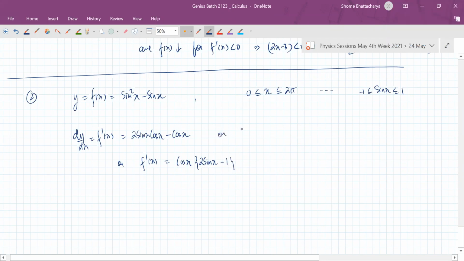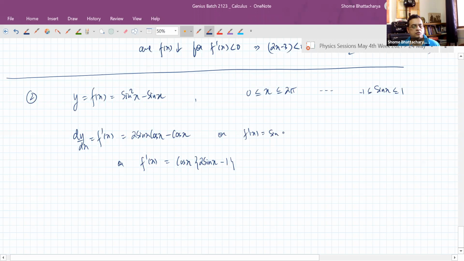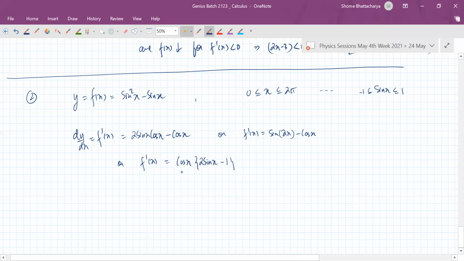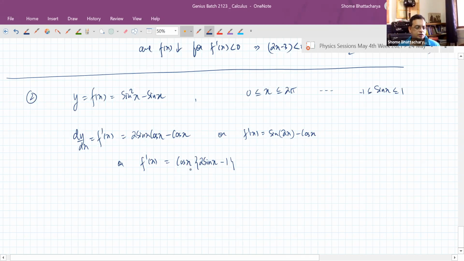Because you can also write this as f prime x is sine 2x minus cos x. But now when I solve the inequality, that when it is greater than 0, when it is less than 0, I'll have to compare that when sine 2x is greater than cos x and when sine 2x is less than cos x. So that will become a little problematic, isn't it, in comparison to this? Okay, sir. Here you can see it's a product of two things. So it's easy to analyze when cos x is negative, when cos x is positive, when this bracket is negative, when this bracket is positive, isn't it?